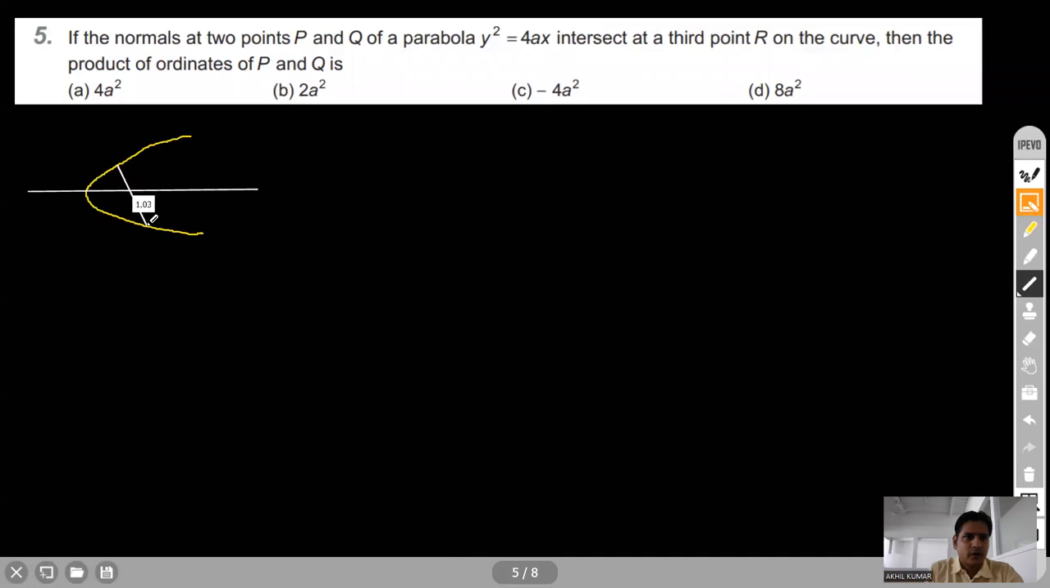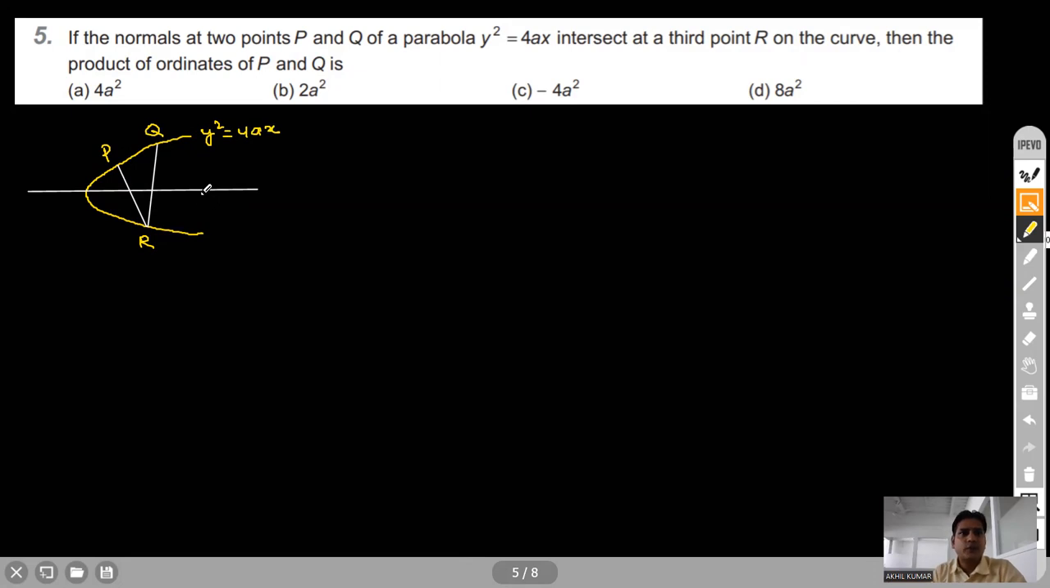And I'm drawing one normal here. And let me take this as R. I'm drawing one more normal. So as per the question, this is point P, this is point Q, and this is point R, and R is on the parabola. Like the normals at P and Q intersect at a third point R, which is on the curve itself. So this is our parabola, y square is equal to 4ax. Okay, these are our points.